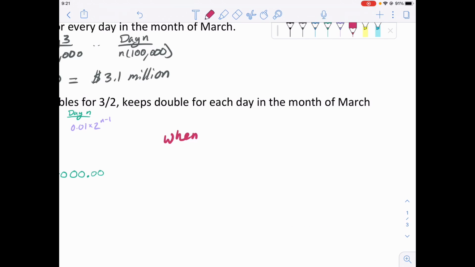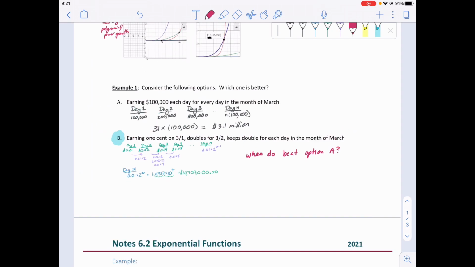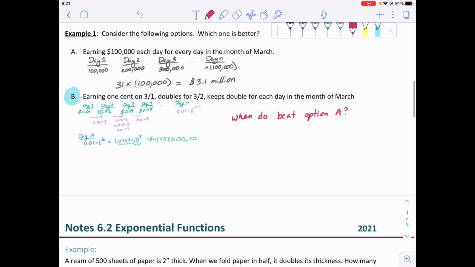So when do we beat option A? Well, we can actually graph this, right?